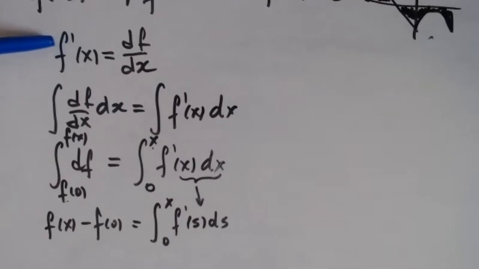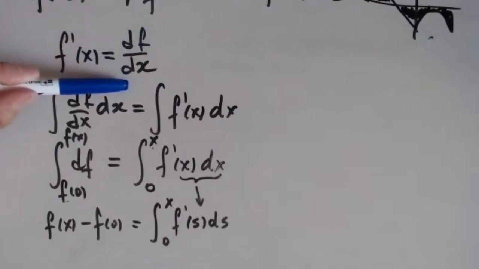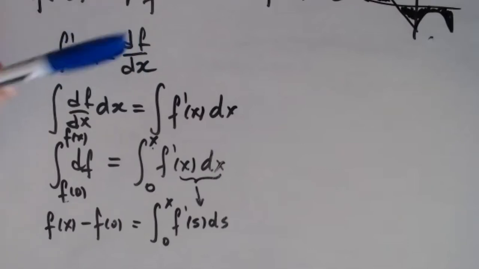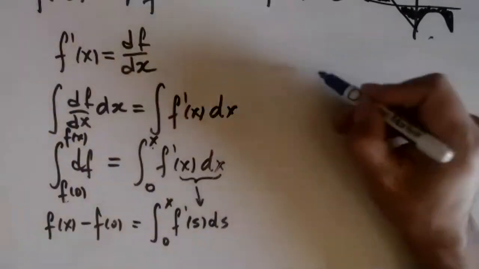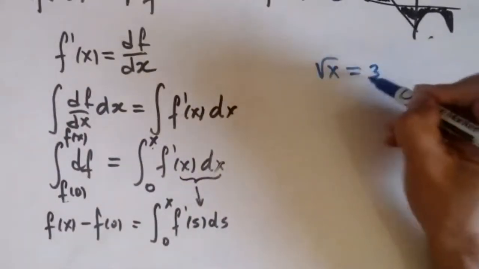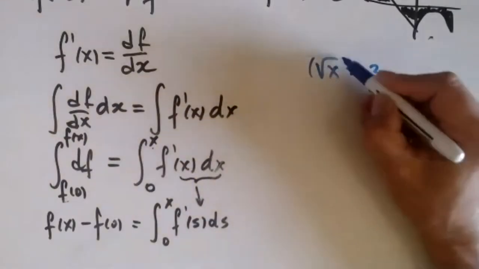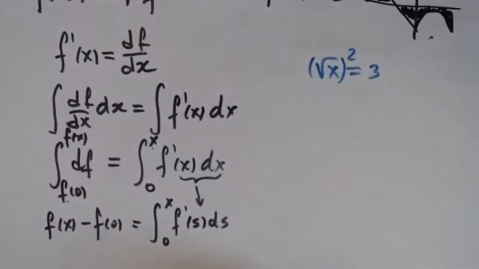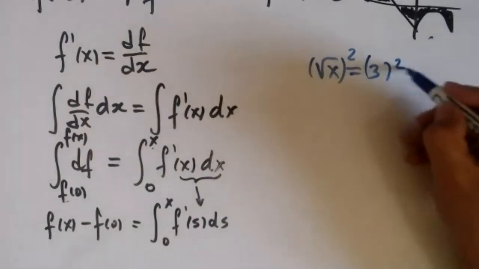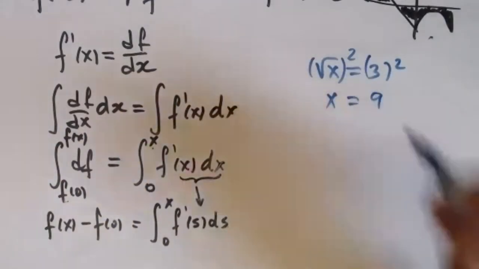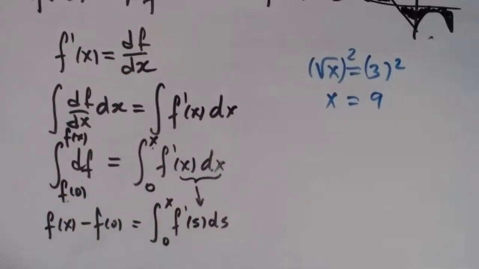So f prime is df over dx, correct? f prime is the derivative of the function with respect to x, right? The function is inside right here. Well, remember when you have the square root of x equals 3? The x is inside the square root, so you have to use the inverse function, square both sides, correct? You square the square root, you cancel, and then you get 9. You solve for x.